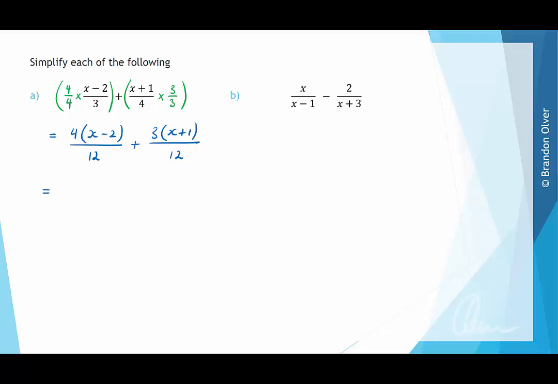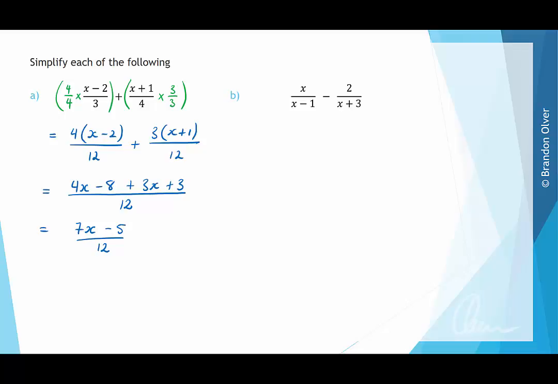Now expanding out the brackets, we'll have 4x − 8 + 3x + 3, and because we've got a common denominator, all of that is divided by 12. Now simplifying by collecting like terms, we have 4x + 3x gives 7x, and we have −8 + 3, which gives −5, divided by 12. So that's the simplified version for part A.